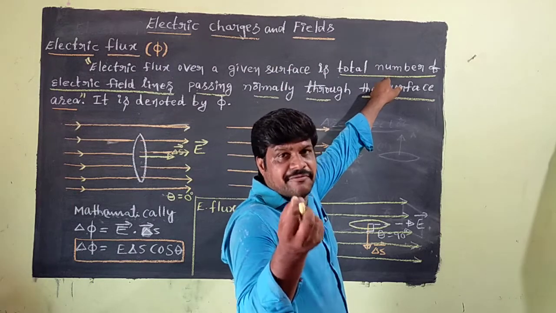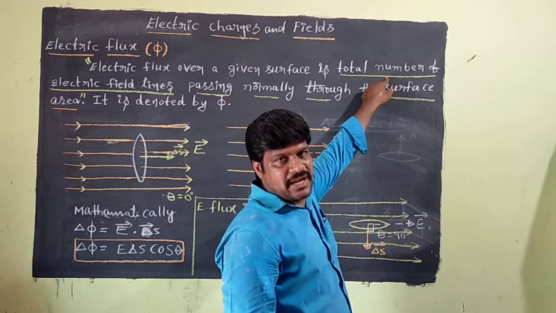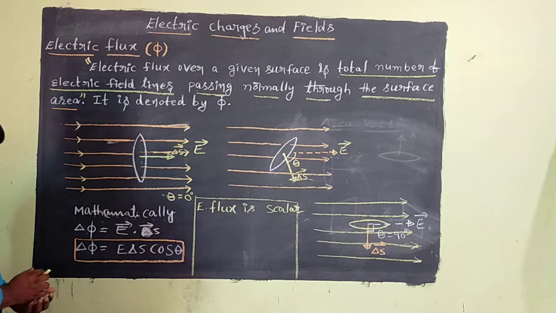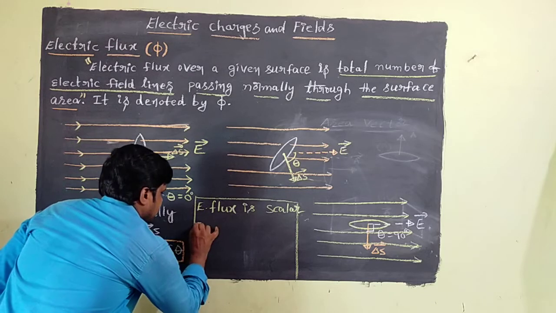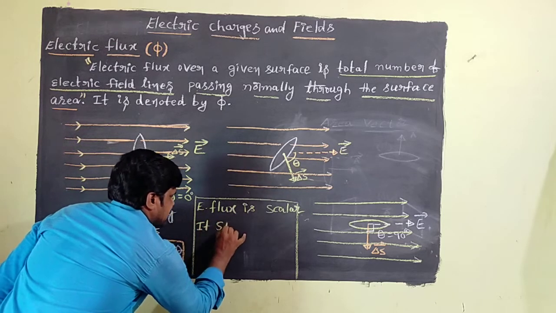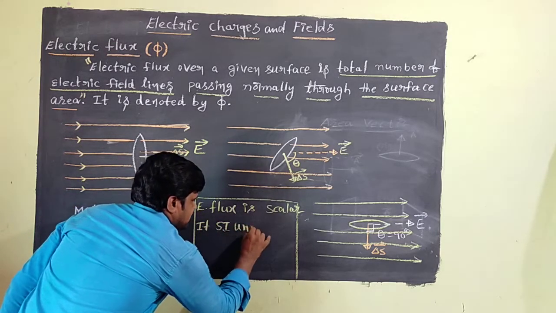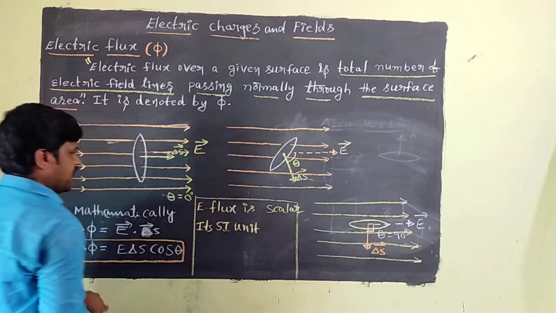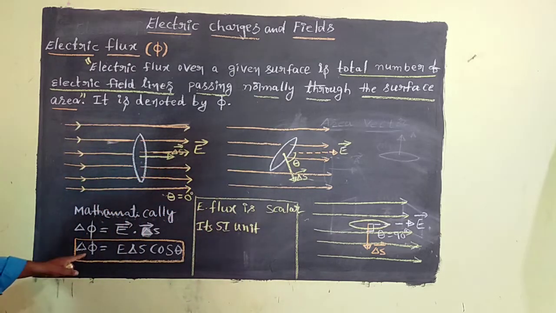Number is nothing but a value. Value is nothing but a scalar quantity. So electric flux is a scalar quantity. And thereafter, sir, what is the SI unit of flux?